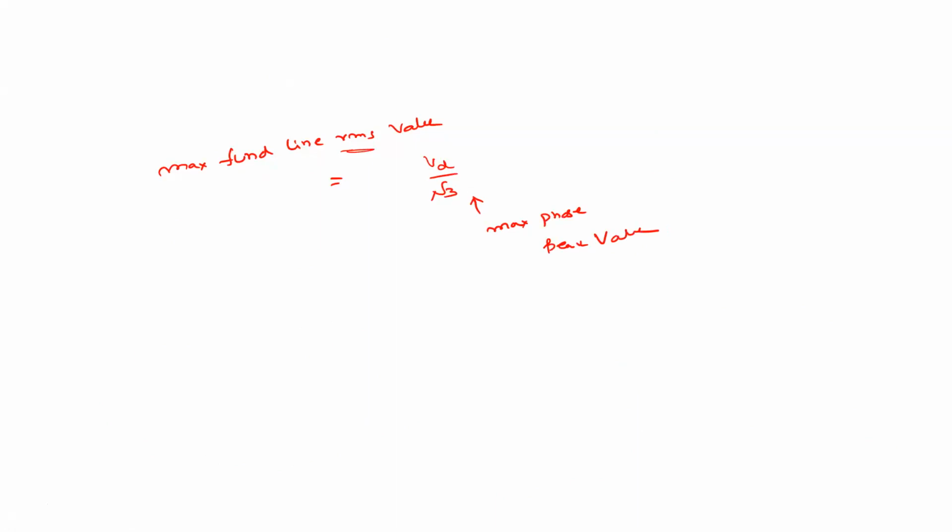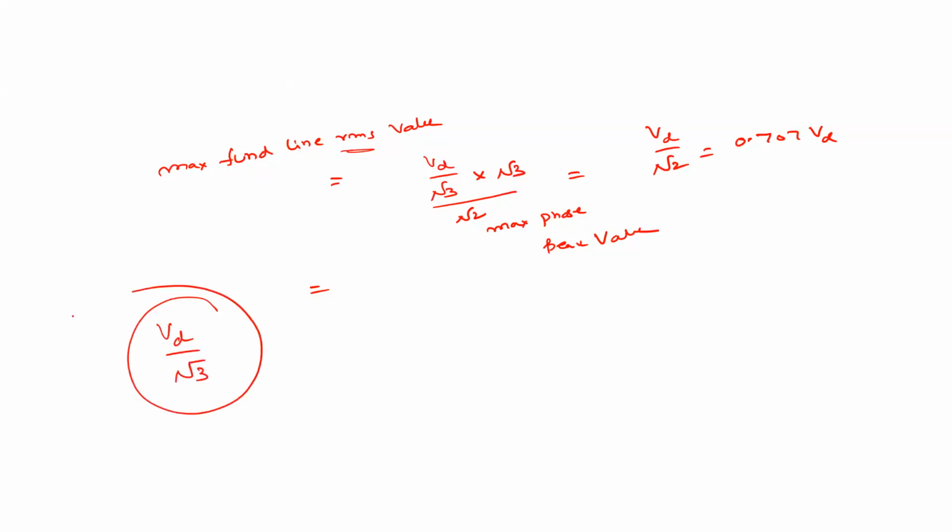So this is the radius of the circle, right? That is the peak maximum phase voltage. So from this, VD by root 3, into its line voltage means we have root 3 again, and its RMS value, so that is root 2. Understood? So now you obtain VD by root 2, which is equal to 0.707 VD. This is clear? The peak phase voltage is VD by root 3, its peak line voltage is into root 3, and its RMS value is by root 2. So that will be VD by root 2, which is 0.707 VD.